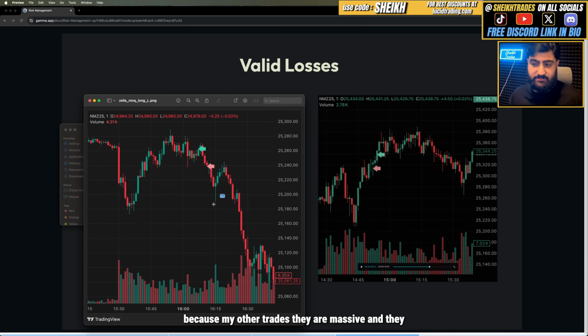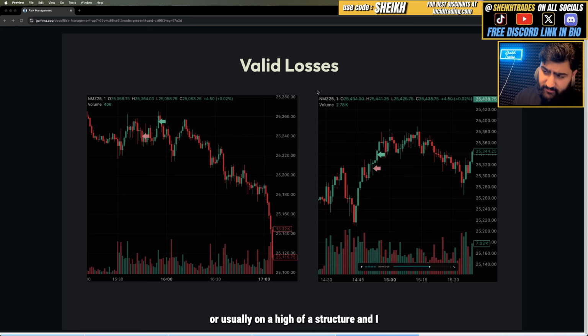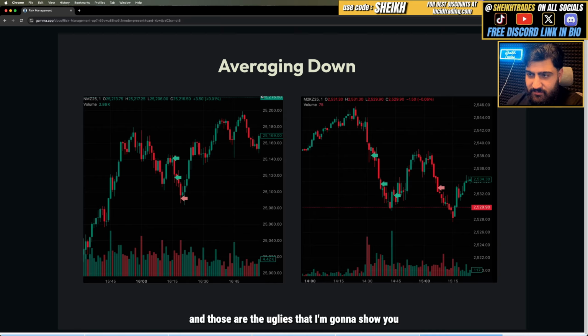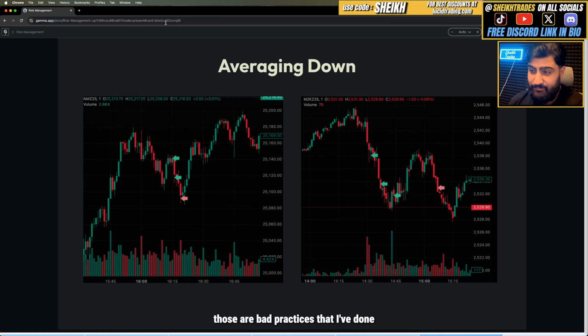So those are valid losses, and you could see the way that I take my losses is consistent. The way that I take my losses is usually on a high of a structure, and the way that I trail my stop loss is moving along structure. So these are valid losses, and then we're going to go about averaging down, and those are the uglies that I'm going to show you. Those are bad practices that I've done.